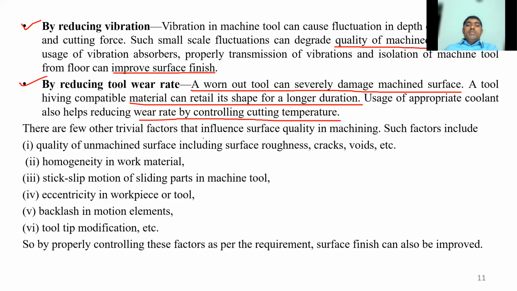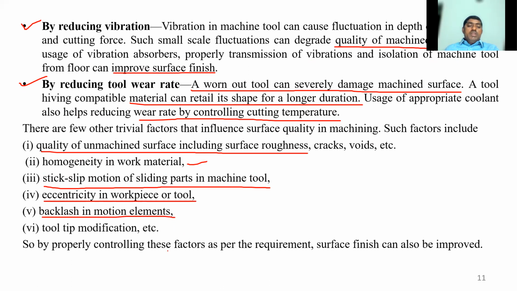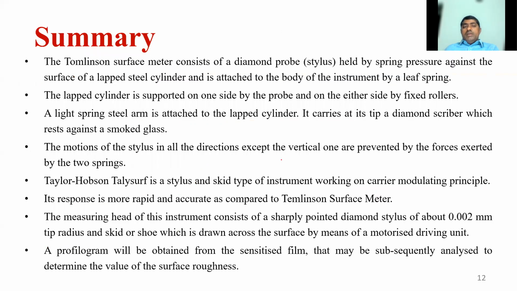There are a few other trivial factors that influence the surface quality in machining. Those factors are the quality of the unmachined surface, including surface roughness, cracks, voids, etc., and homogeneity in the workpiece material. Also, stick slip motion of sliding parts in the machine tool, eccentricity in workpiece or tool, backlash in motion of elements, that is backlash in the gears, tool tip modification, etc. By controlling all of these we can reduce the surface roughness. So this is about today's topic.